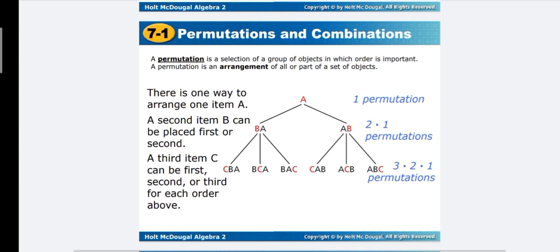Okay, so remember, permutation is the arrangement of all, or part, of a certain set of objects only. Okay, let's look at more examples.